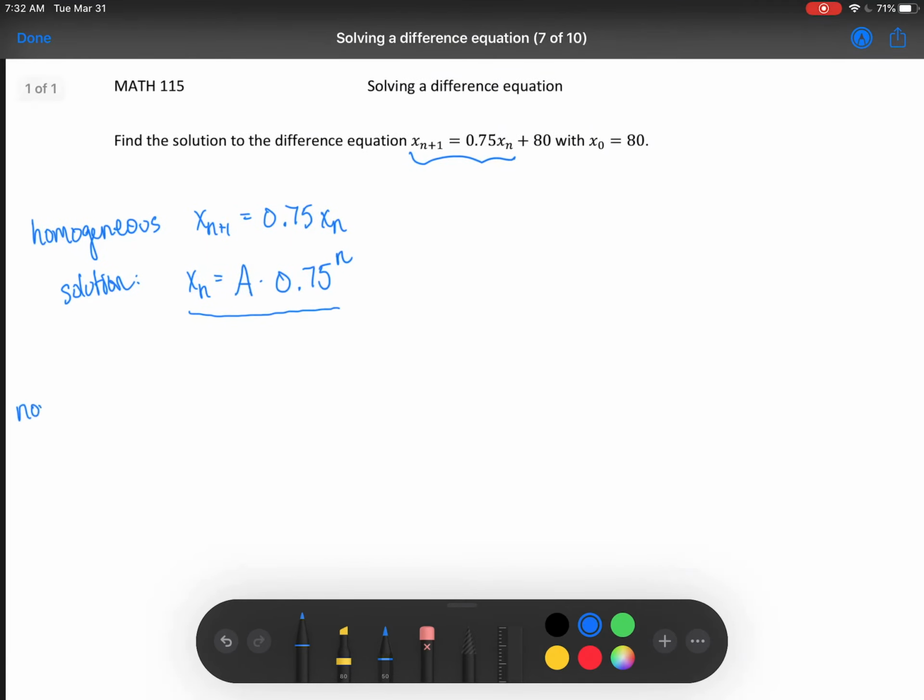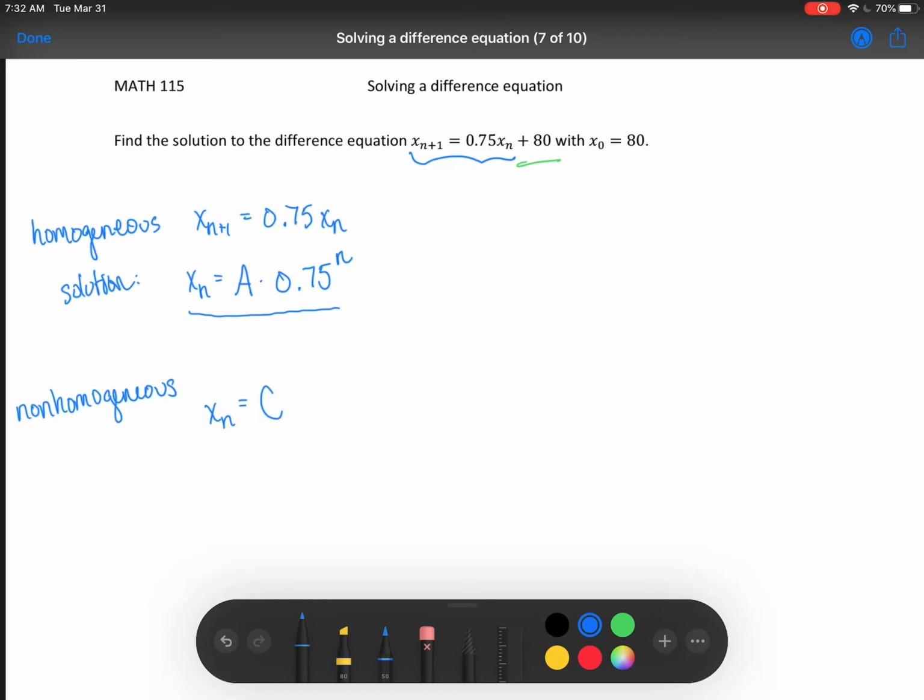So now we move on to the second part, which is the non-homogeneous part of the difference equation, which is, I guess I'll change colors, right here, the plus 80. All right. So for the non-homogeneous part of the solution, since 80 right here is a constant, our non-homogeneous part of the solution is also going to be a constant. So we're just going to call that constant c right now. So we have x sub n is equal to c.